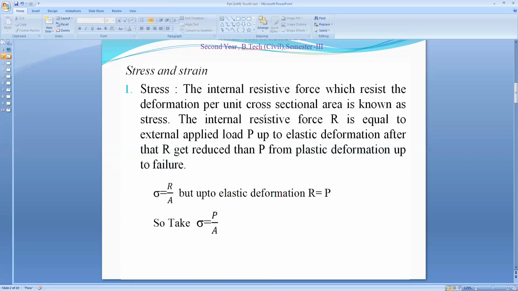So let us consider the elastic deformation. Let us consider the behavior of the material up to the elastic deformation. Up to the elastic deformation, R is equal to P. So sigma is equal to P divided by A, the formula which is valid for the same.